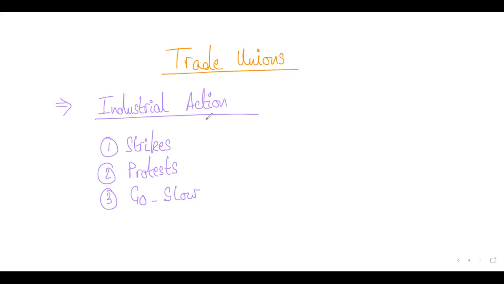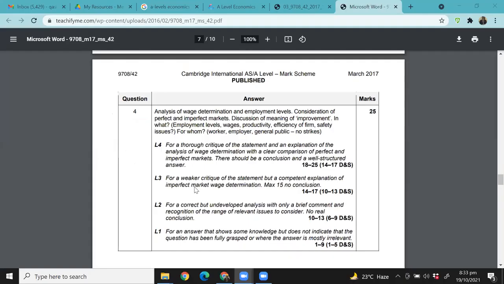Is this making sense? Isha, is all of this making sense? So you'll explain how trade unions do that.